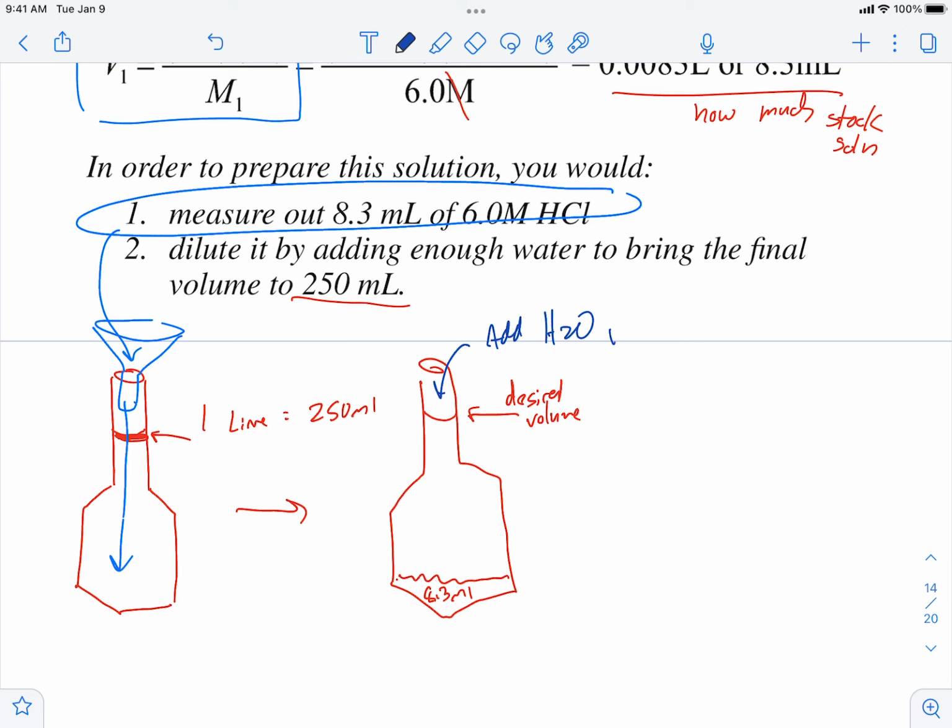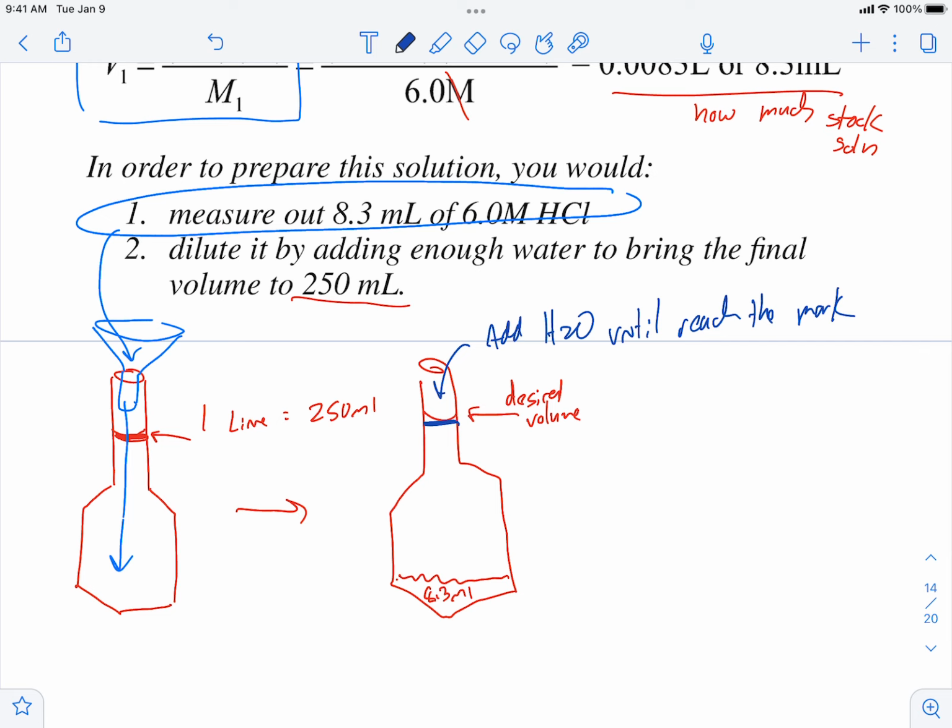Add water until you reach the mark. And that mark is the only mark that that flask has. Okay, so let me give you a different scenario.